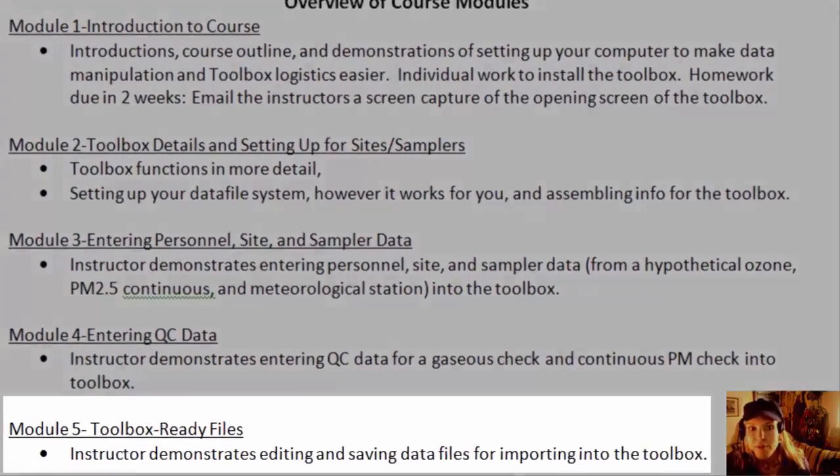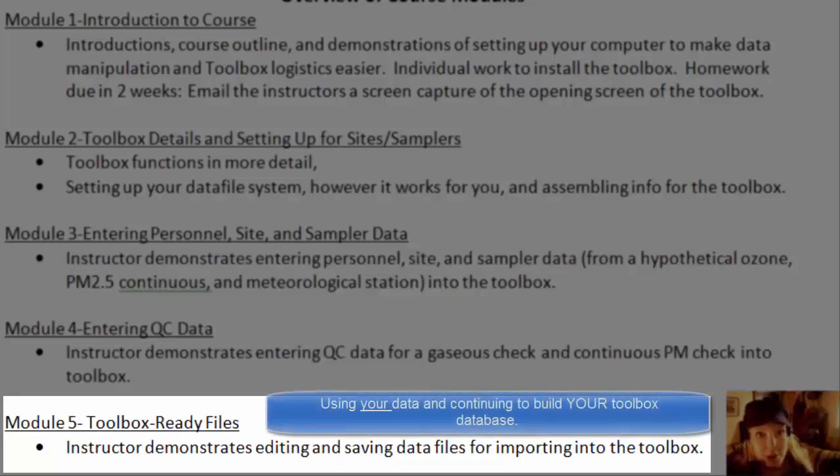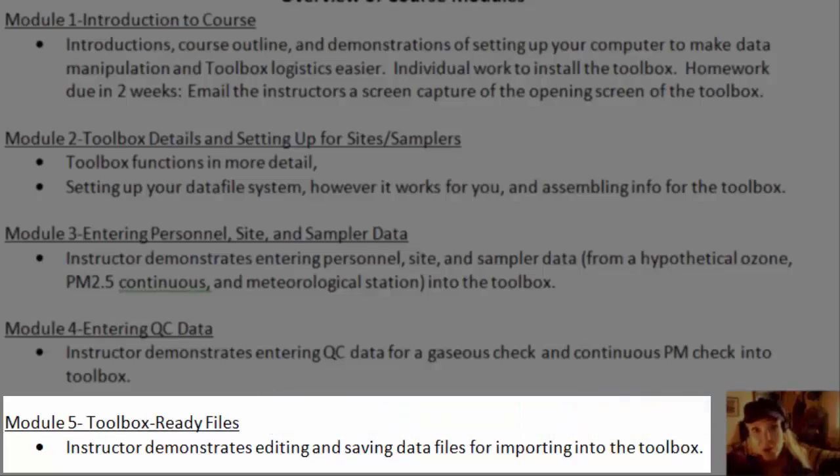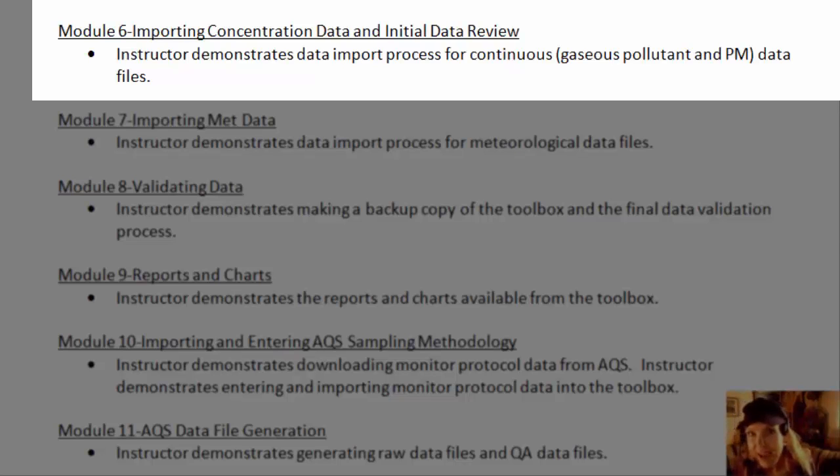The next module, module 5, is about generating toolbox ready files. These are files that we have examples to demonstrate, but you're going to be using your data. So by this point, you will have been looking at your data, decided which, perhaps of multiple parameters, you want to import into the toolbox, and you'll be getting started actually putting your data into your toolbox. Then the next module, module 6, is actually importing that data into that toolbox, including the initial data reviews.